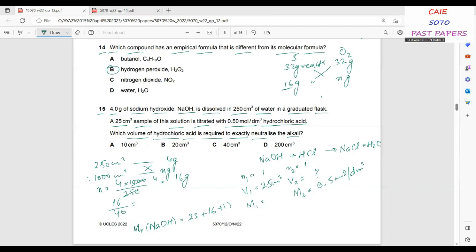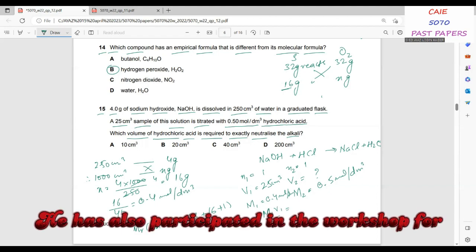(16) divided by 40. 0.4 mole per dm cube. So we have the concentration of sodium hydroxide also 0.4 mole per dm cube. Follow this formula: M1 V1 by N1 is equal to M2 V2 by N2. Both N1 and N2 will be cancelled, because the values are same, that is 1.